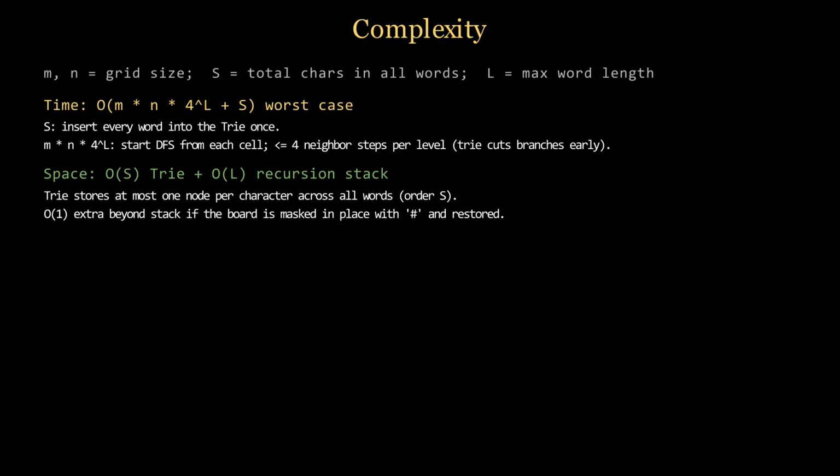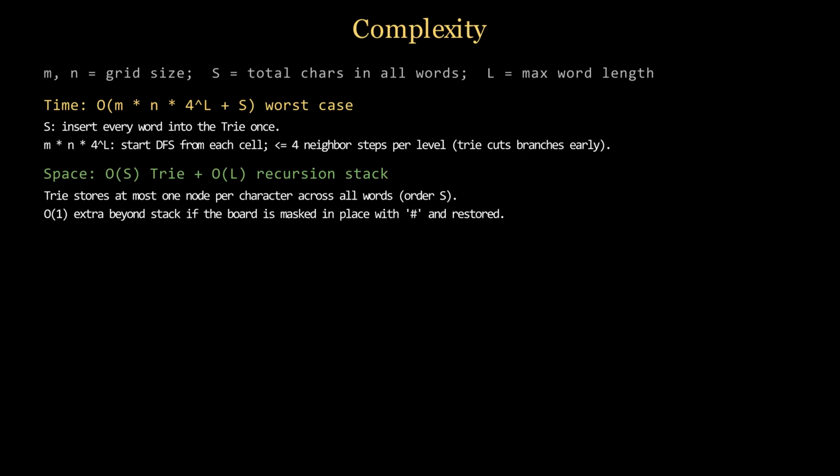M and N are the board dimensions. S is the total number of characters across all words, and L is the maximum word length. Time is O of M times N times 4 to the L plus S in the worst case: S to build the tree, and M times N times 4 to the L for depth first search from every cell, with at most 4 neighbor directions per step.